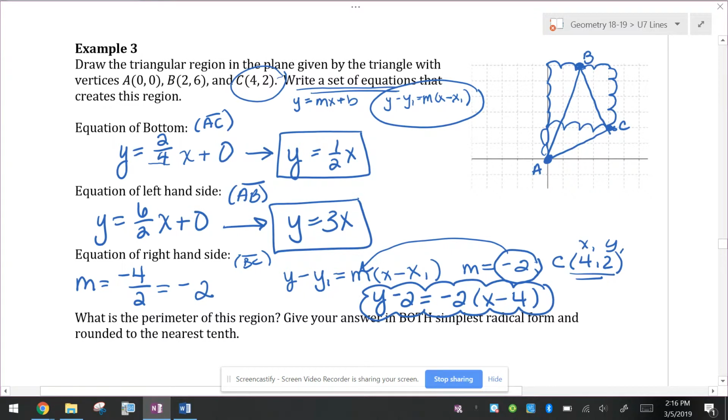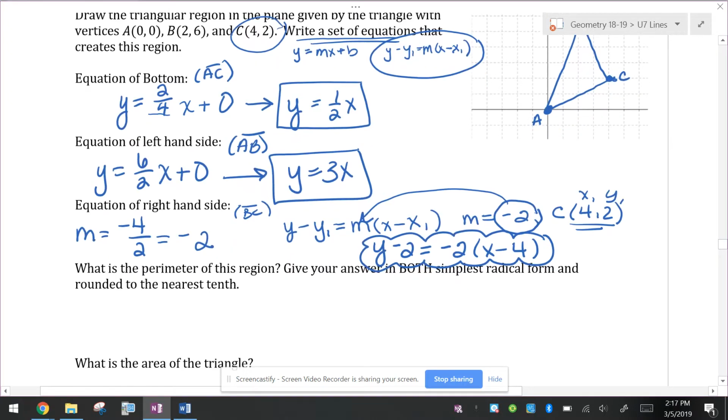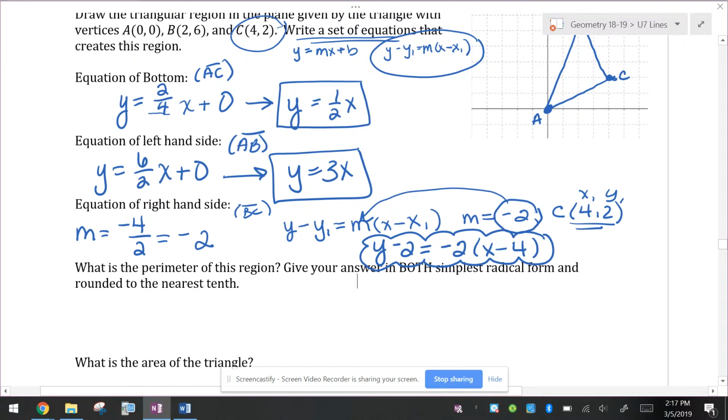Okay, so you have to be able to look at a picture and figure out the equations that made it. Make sure you know how to do that. If you don't know how to do that, you should be coming to see Mrs. Vibber. Okay, what's the perimeter of this region? Give your answer in simplest radical form and round to the nearest tenth.